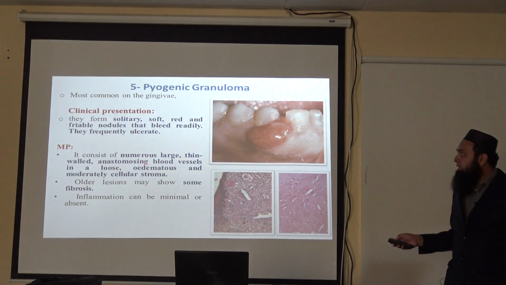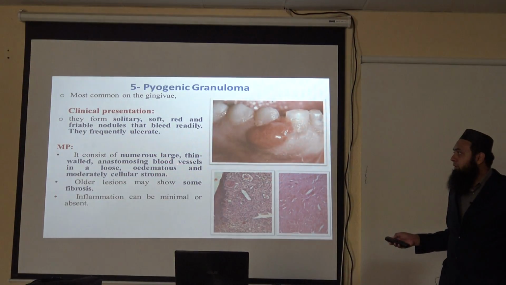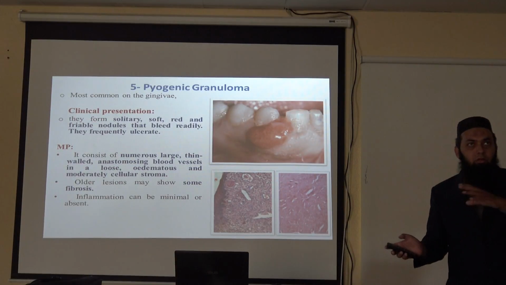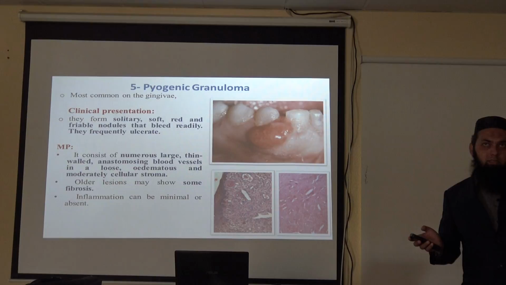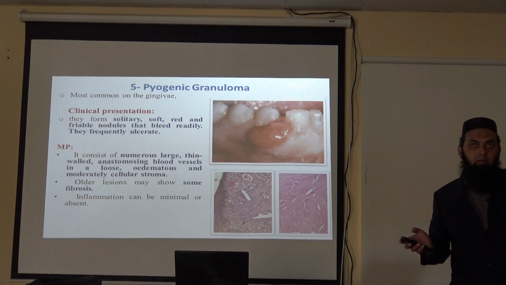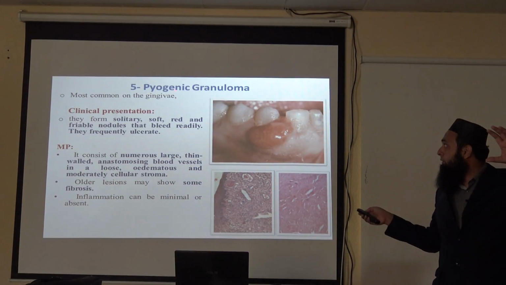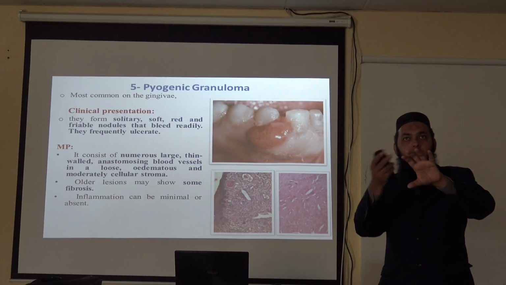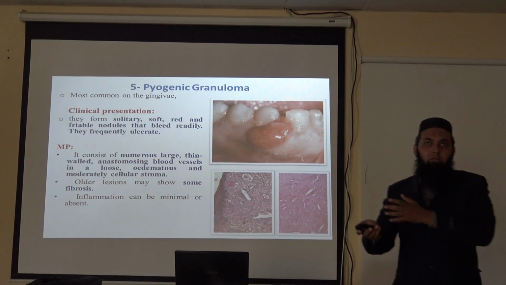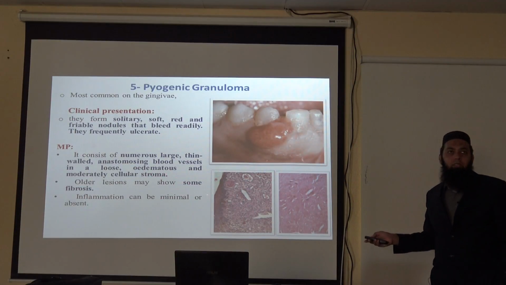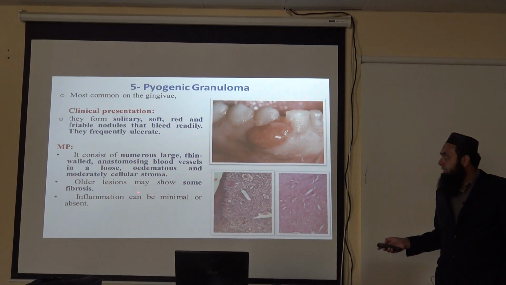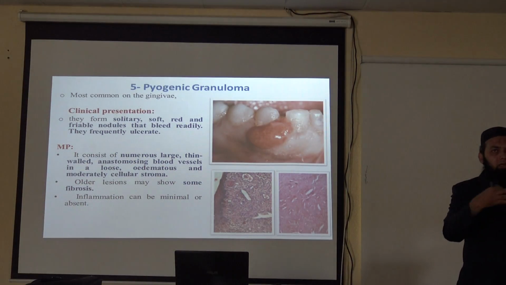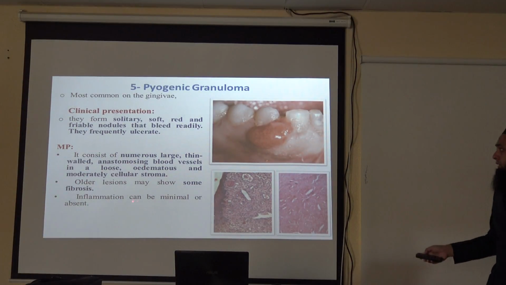So numerous large, thin-walled, anastomosing blood vessels. So blood vessels are there, simple. If you remember in the sequence, there is some swelling, granuloma is there, a word in the name of the disease or the ulcer. So granuloma, swelling, what is in the swelling? Blood vessels. Under the microscope, you will see the blood vessels. And anastomosing means combining. Many blood vessels are combining to each other.